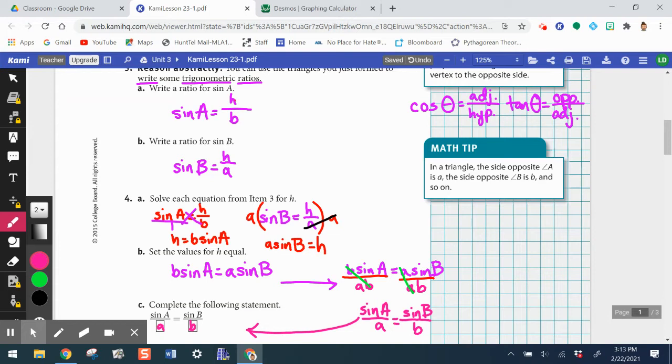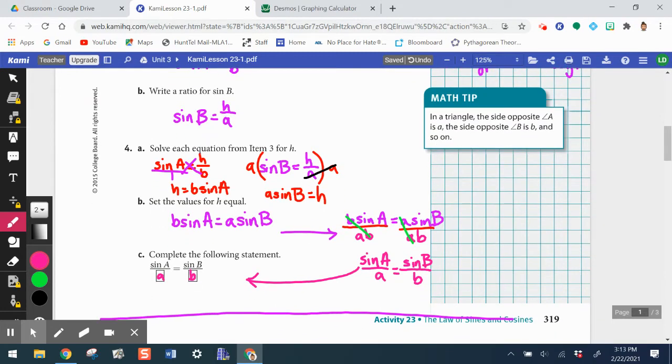And so we set each equation equal to h. There's two ways to do it, and both are acceptable. On the first one, when I did sine of A equal to h over b, I wanted to keep that traditional right, sine of A over 1, to make this a ratio over 1 so that I could make this proportion and cross multiply.